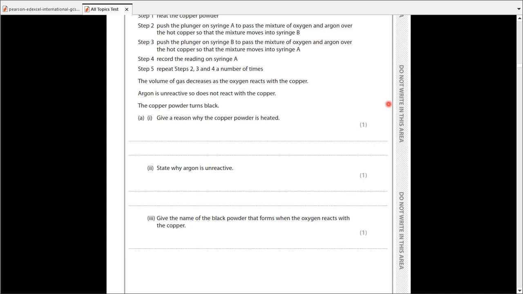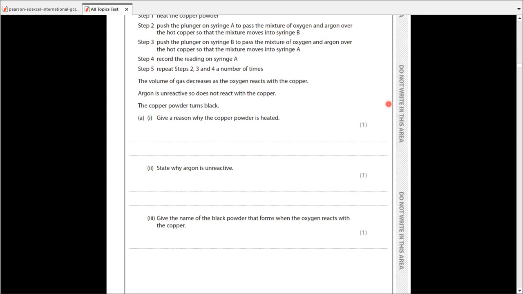Okay. Then give the name of the black powder that forms when oxygen reacts with copper. Oxygen reacts with copper. And it's black powder. I don't think I know this. So what do you think would form when oxygen reacts with copper? Copper oxide.